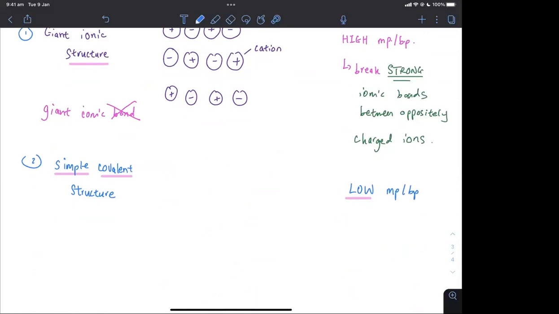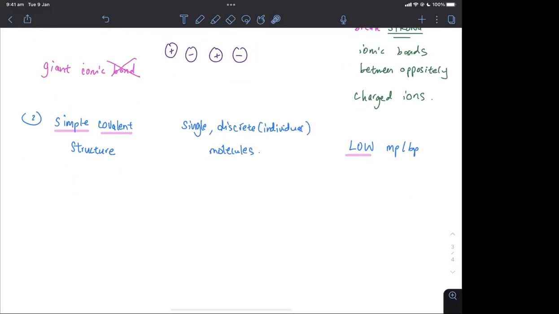Okay, so what do we have? What we have is a single, discrete molecule. Discrete means individual. So later on, you will learn something called molecular formula. So a simple covalent structure has individual molecules, so you will be able to count the actual number of atoms in one single molecule. That is because what we are breaking is simply the weak intermolecular forces. Inter means in between. So we are breaking the forces of attraction.